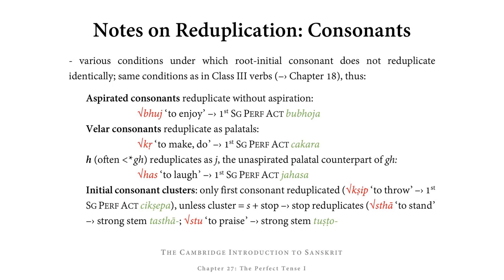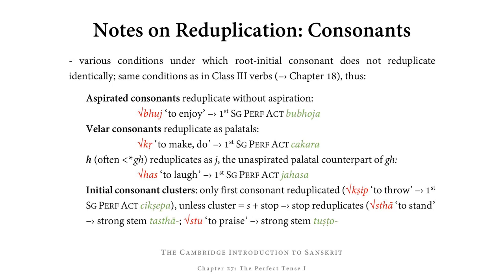So, for example, from bhuj, to enjoy, we get the first singular perfect active, bubhoja. So we here have bu, the reduplicative syllable, which consists of the unaspirated equivalent of bh. So instead of bh, we get b. Then the vowel u is reduplicated. This is then added before the verbal root in guna, because we here have a singular active form. So we don't get bhuj, but we get bhoj. And then we get the ending for the first singular perfect active, which is an a, and so we get bubhoja.